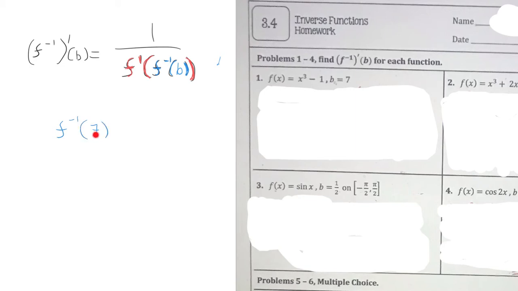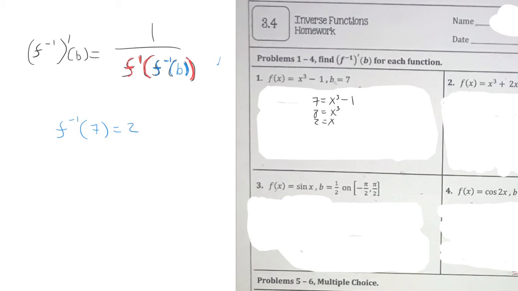Now, let's think about it, because we want to get this blue part first. The inverse of f of 7 is literally whatever x is when this function is set equal to 7. So that's how you find the inverse of f of 7: by setting the original function equal to 7 and solving for x. So I'm going to do that right here. We're going to have 7 equals x cubed minus 1, and x cubed equals 8, and x clearly equals 2. So what that means is the inverse of f of 7 is 2.